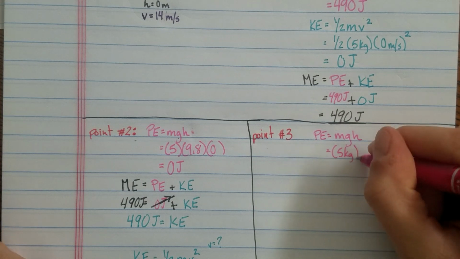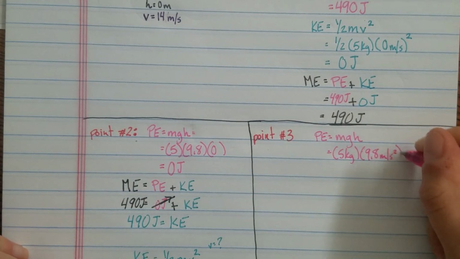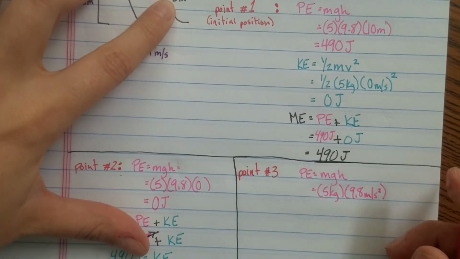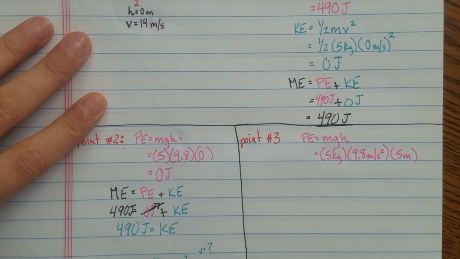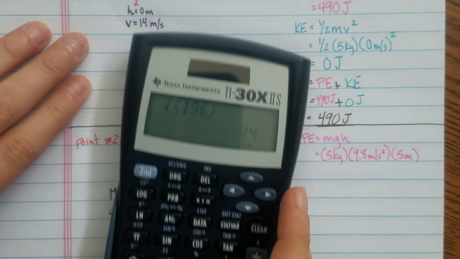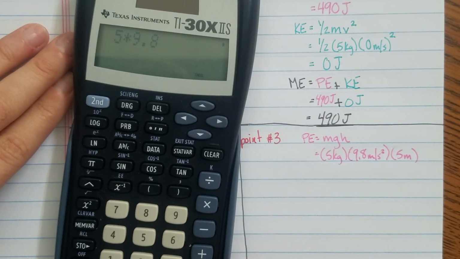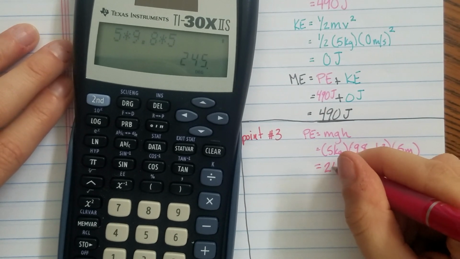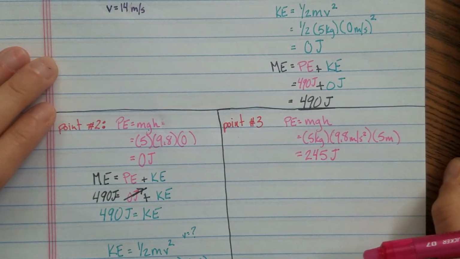Mass is still 5 kilograms. Gravity is still 9.8 meters per second squared. But our height now is 5 meters. All right, so we've got our potential energy in here. So 5 times 9.8 times 5. So now we've got 245 joules of potential energy.